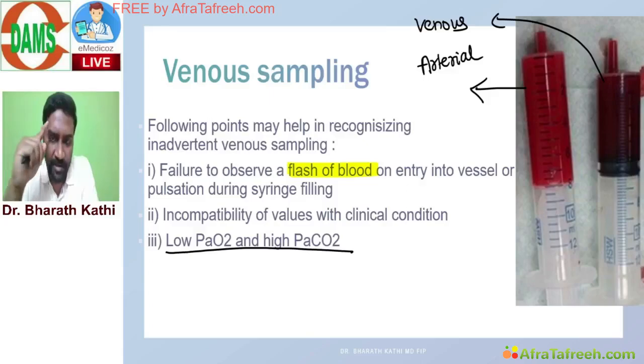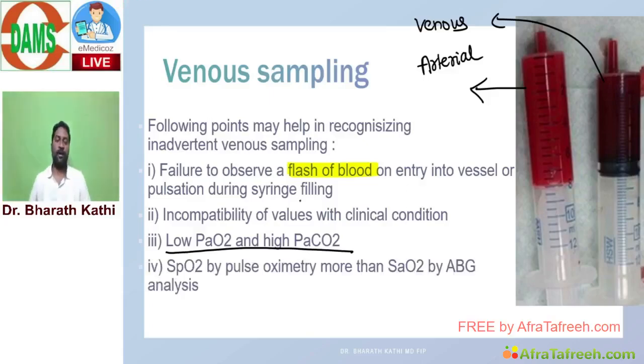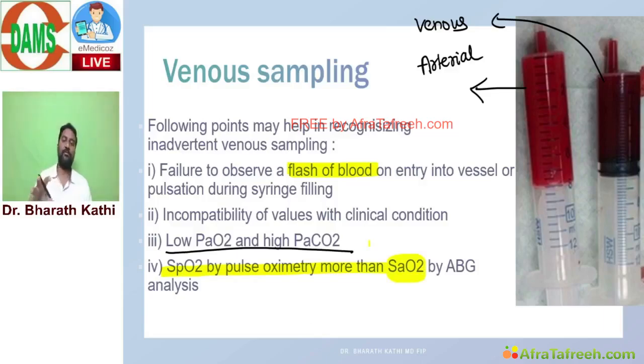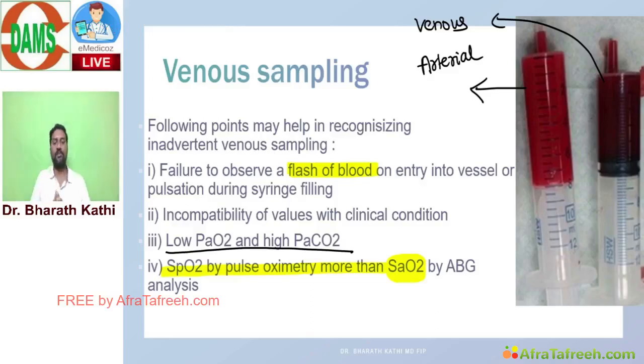It means it is not arterial blood, it has to be venous blood. And this is the thing I have told you, SpO2 by pulse oximetry much more than SaO2 by ABG analysis. Why is SaO2 affected here? Because SaO2 is calculated by the oxygen hemoglobin dissociation curve. It will take the value of PaO2 and give SaO2. Because PaO2 is less in venous sample, SaO2 will also be less in venous sample.